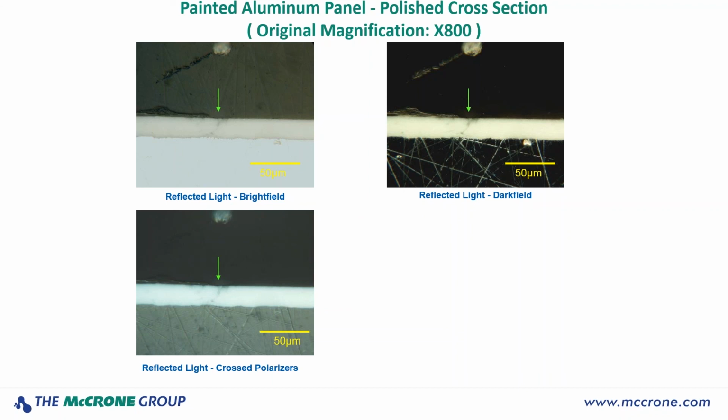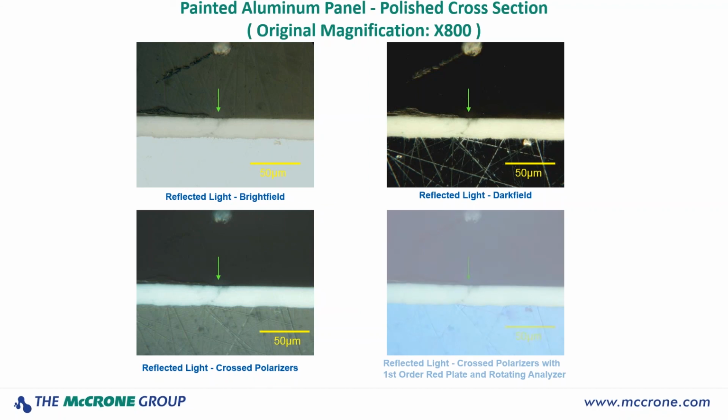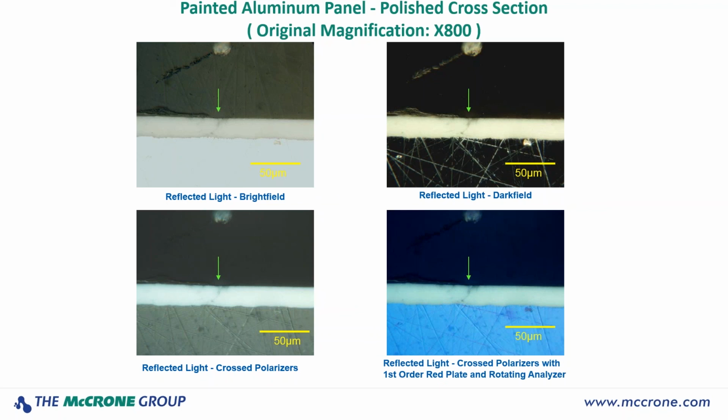Now if we look at it with reflected light in cross polarizers, we can see the aluminum a little better now. It's the grayer area underneath. The white paint is still white and the crack is still visible, but not quite as visible as with the dark field imaging.